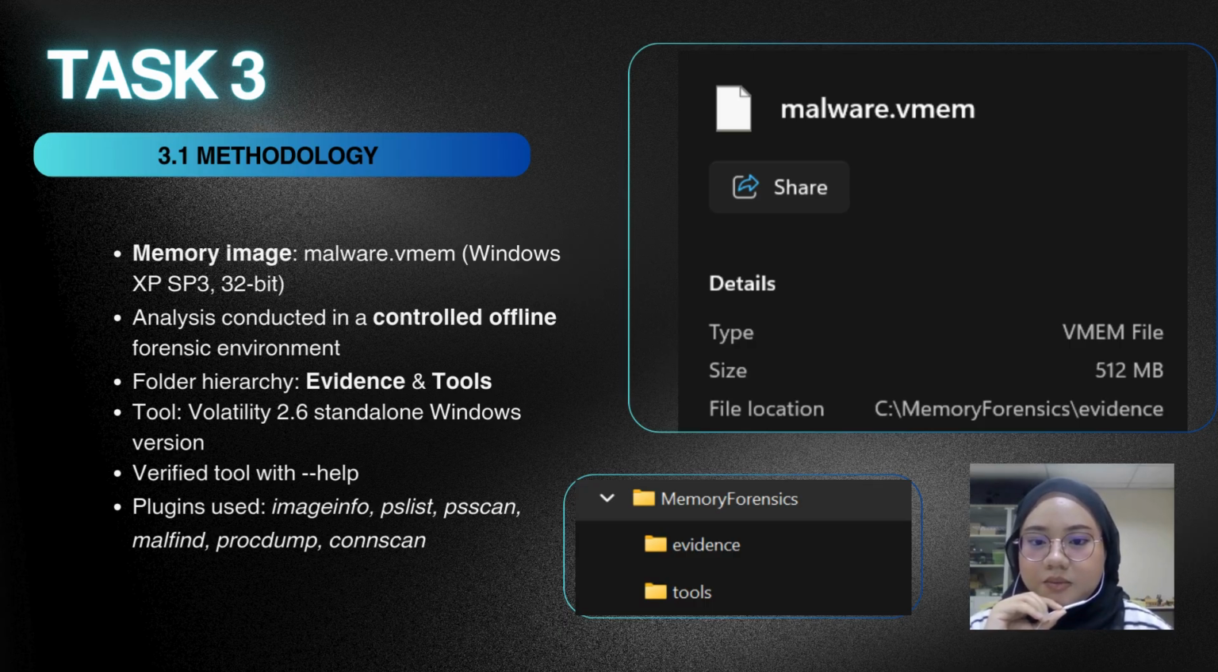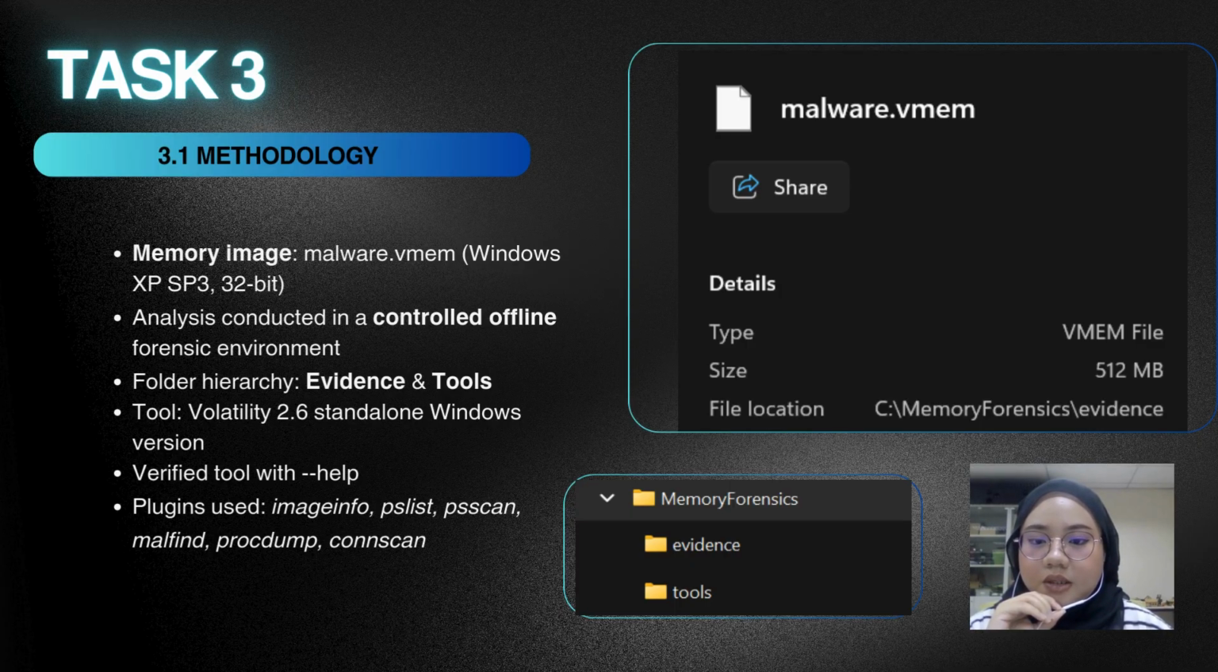The analysis was performed in a controlled offline environment using a structured forensic workflow. The controlled forensic environment was prepared to analyze the memory dump malware.vmem. A structured folder hierarchy was created. So the memory dump was placed in the evidence folder.